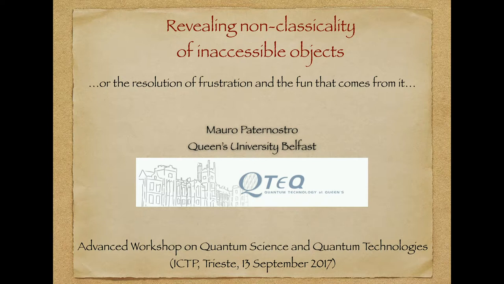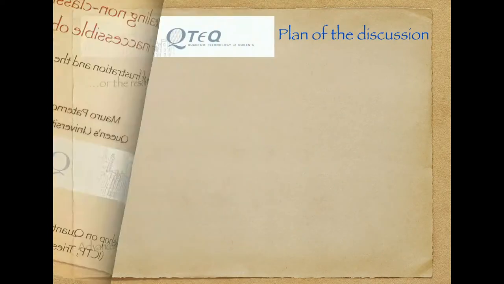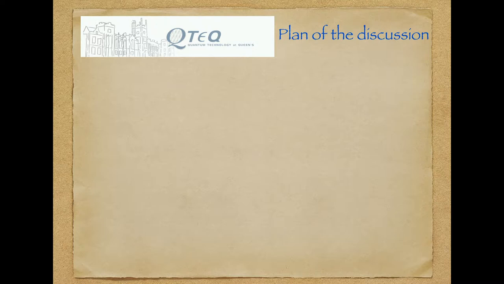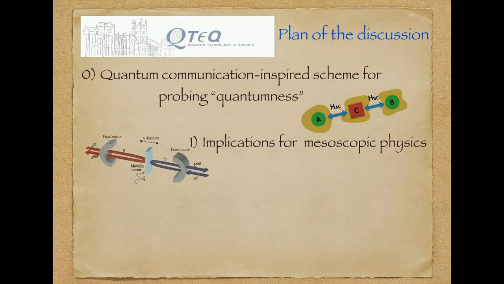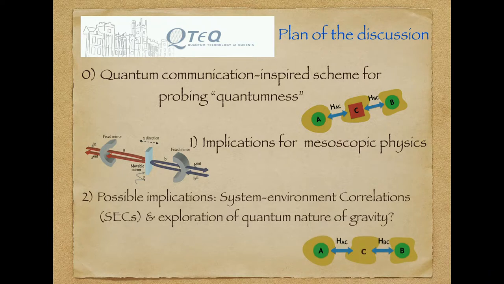Technology is failing me today. As planned for this discussion, let's go through what I'm going to present. The basic result will be a scheme inspired by quantum communication to probe the quantumness of a system, so quantum features of a system that you cannot really put your hands on directly. By proposing this scheme, we will go together through the implications of this indirect inference protocol for mesoscopic physics. In particular, I'll discuss in some detail a scheme of quantum optomechanics, but we also address a couple more examples in different experimental contexts.